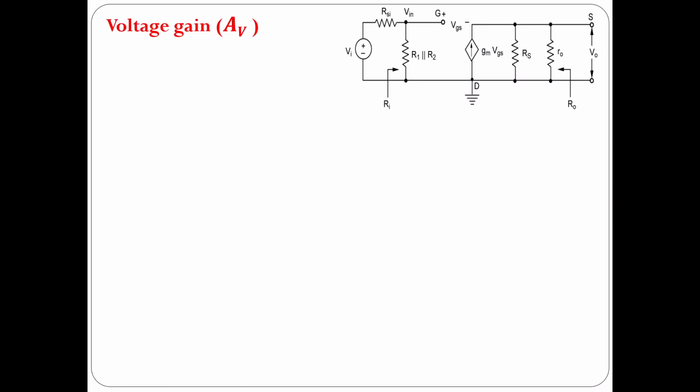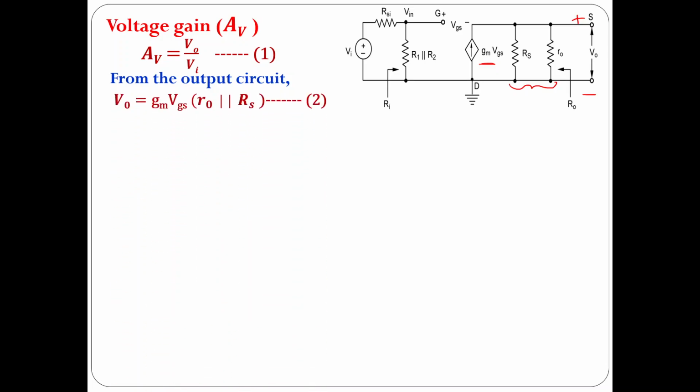And the next thing is, we are going to find out the voltage gain. How to find out voltage gain? Voltage gain is nothing but AV is equal to V0 by Vi. So find out what is V0. From the output circuit, find out V0. So simple. Here you can see a current source entering. This is your positive terminal and this is your negative terminal. So the current enters the positive terminal, and these two resistances are in parallel. So I can write V0 is equal to Gm Vgs into R0 parallel with Rs. So we have determined the value of V0.